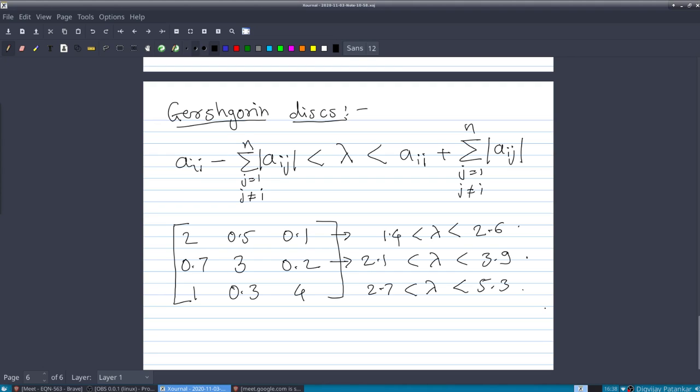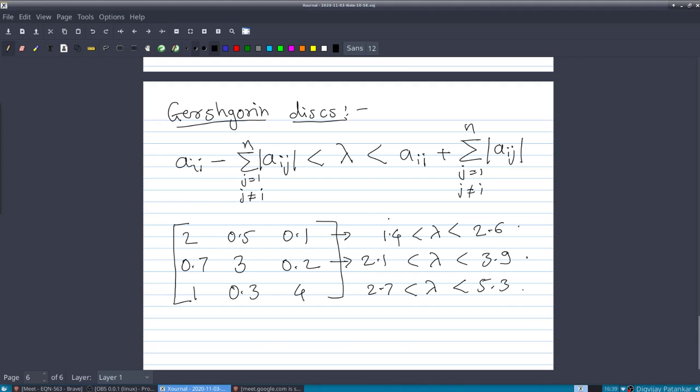So this is one way of finding it out, and this is not only applicable to rows, it is also applicable to columns. You can apply it to columns as well to narrow down the range of lambda.